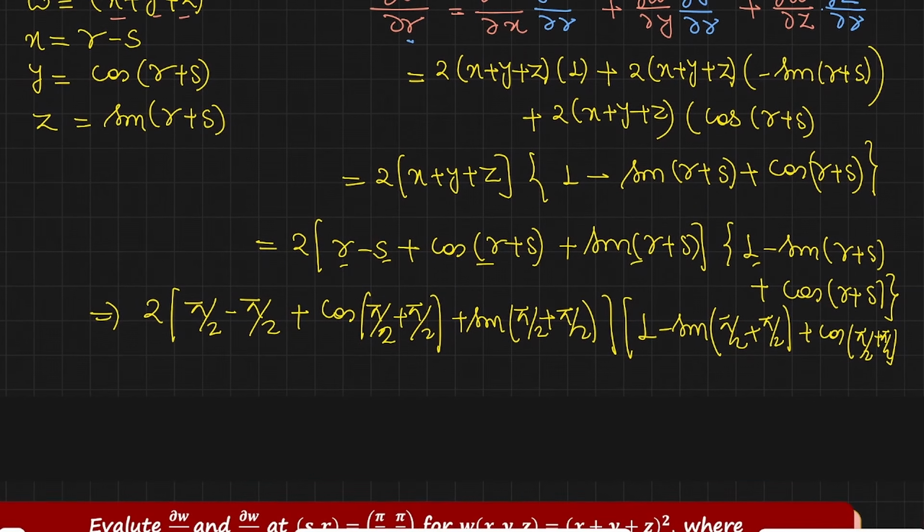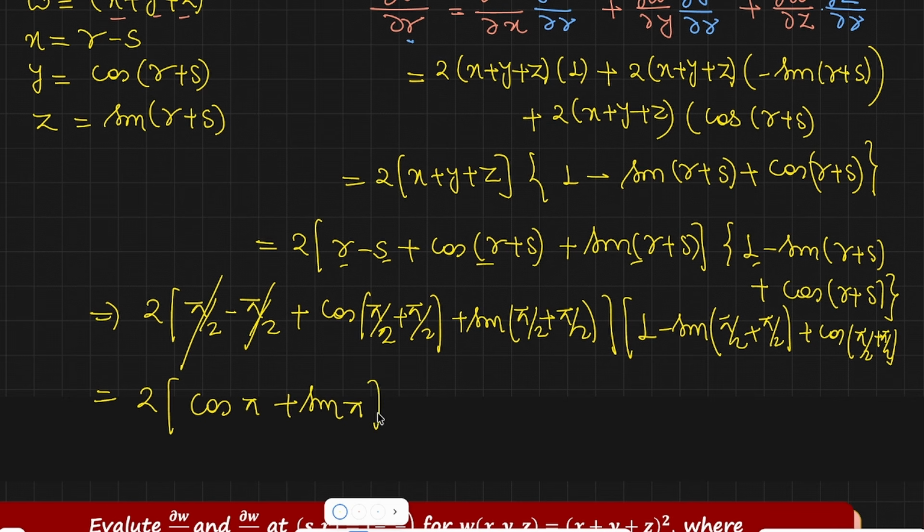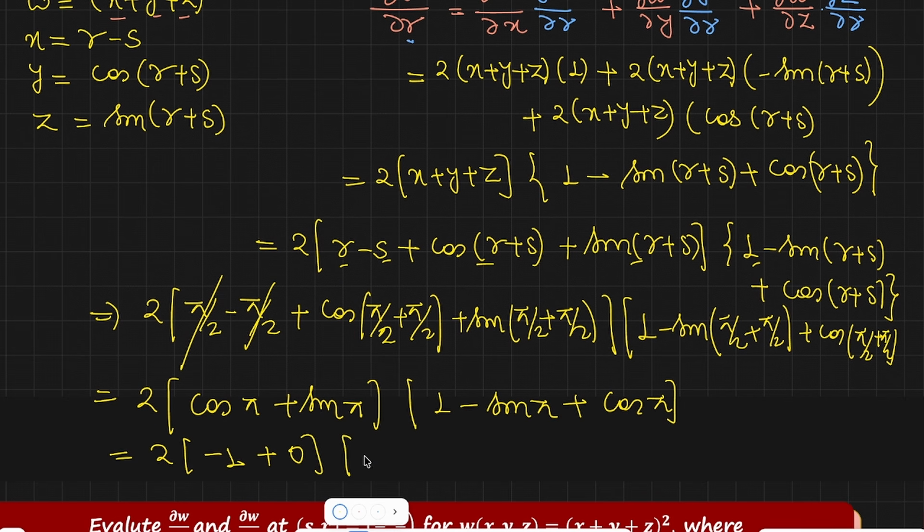So here the answer will be, this pi by 2 will get cancelled, so it will be cos pi plus sine pi, 1 minus sine pi plus cos pi. We all know that cos pi is equal to minus 1, sine pi is equal to 0. It is 1, sine pi 0, cos pi is minus 1, this and this get 0, so the answer will be 0.